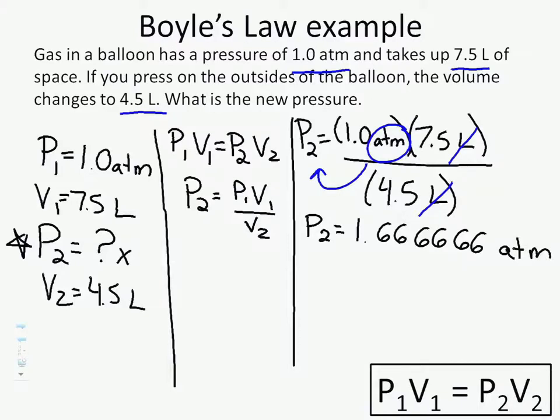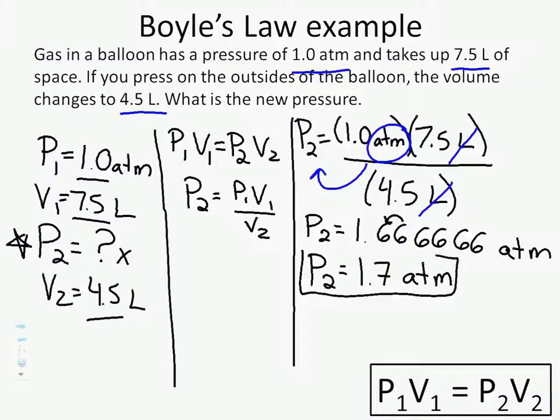Okay, now you go back and think about sig figs again. Look back at every one of your numbers. 1 atmosphere, there are 2 sig figs in that number, 2 sig figs in the volume, and 2 sig figs in the second volume. So our final answer needs to have 2 sig figs. So P2 equals 1.66, and we need to round, 1.7. All right, for a final answer of 1.7 atmospheres. Okay, let's put a box around that. That is our final answer.